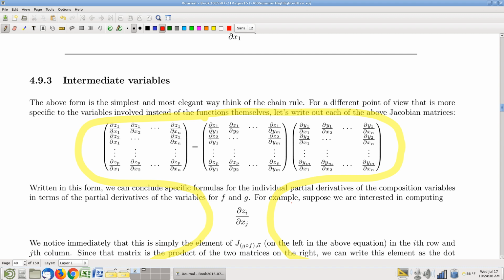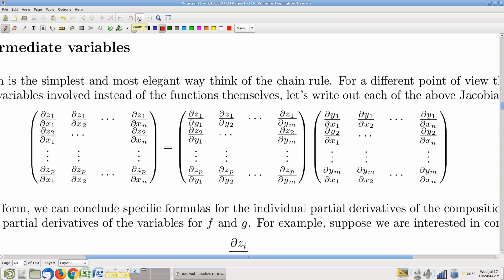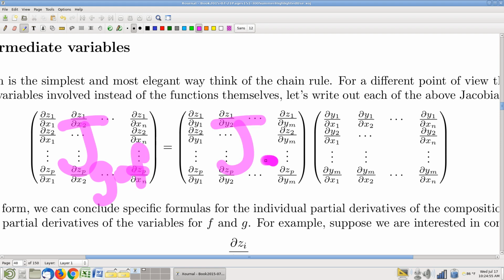Now here I have written the same chain rule that we wrote on the previous page. Let's see here, zoom in a notch. So here we have the Jacobian of the composition, G compose F. And then here we have the Jacobian of G, and here we have the Jacobian of F. So all I've done here is just write out these Jacobians. Each Jacobian is, of course, a matrix chock full of partial derivatives. But let's look at this now as this monstrous equation involving a bunch of individual partials.